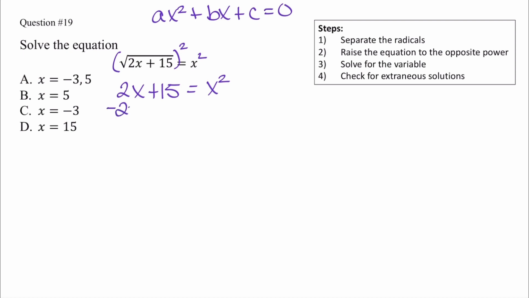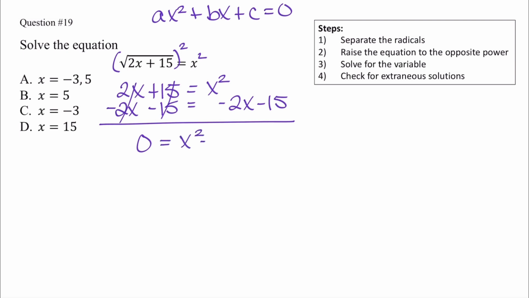So I'm going to subtract 2x and I'm going to subtract 15 from both sides, so I can set it all equal to 0. So on the left, it's all going to cancel. So I have 0 equals x squared minus 2x minus 15. So my preference to solve quadratics is to factor. If you prefer to use the quadratic formula, feel free to do so, but I'm just going to solve by factoring. So I have c equals negative 15.